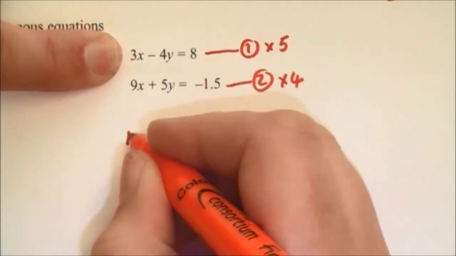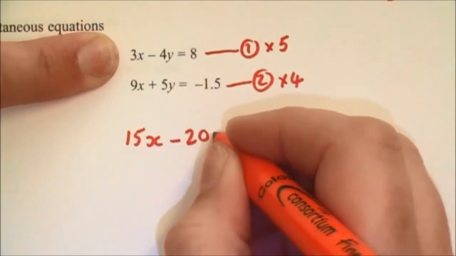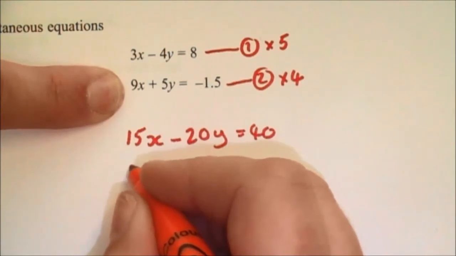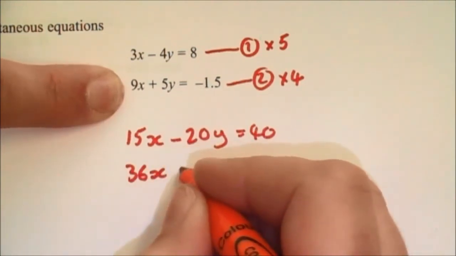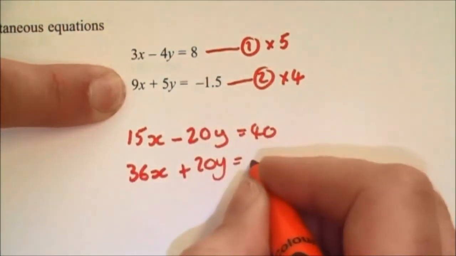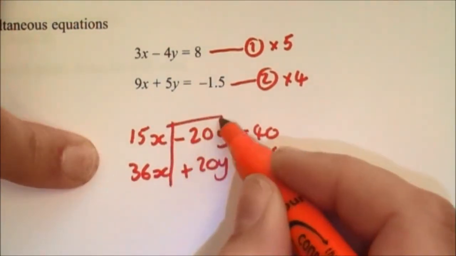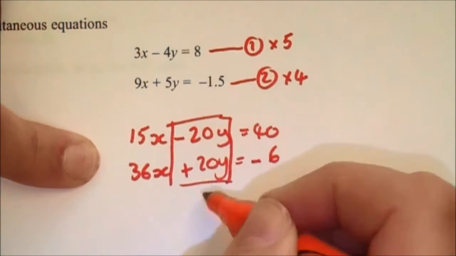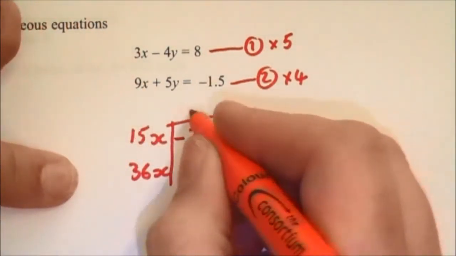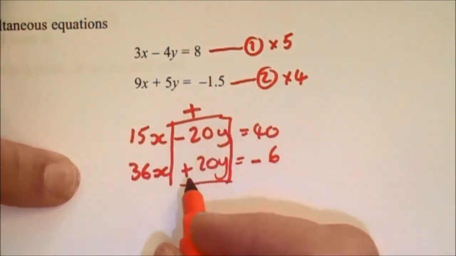So 5 times 3x is 15x, minus 5 times 4y is 20y, and that's going to be 8 times 5, which is 40. Then here I've got 9x times 4, which is 36x, positive 20y equals negative 1.5 times 4 is negative 6. Now I've got my y values both as 20y, and one's a negative, one's a positive. In order for them to cancel out, I'd have to add them together. So I'm going to add every part of my equation together.